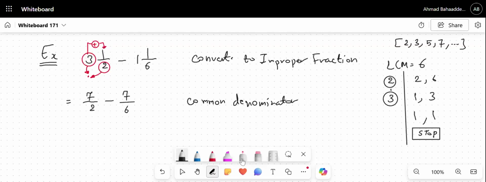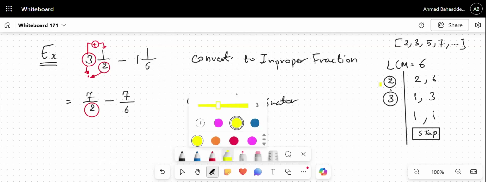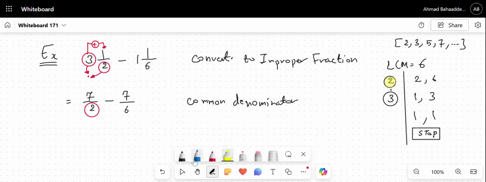2 times 3. Well, of course, the first one is 2. So if I cover 2, as we did in the previous example, the 3 is left. So I'm going to multiply the denominator by 3 and the numerator by 3, and I do this multiplication. And the second one is actually 6, and I have 6 here already. 2 times 3 is actually 6, so I don't need to do anything with the second.